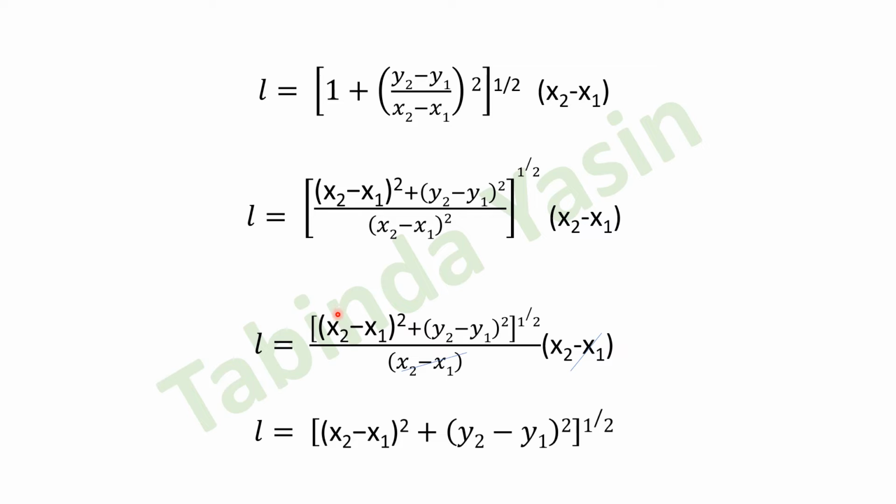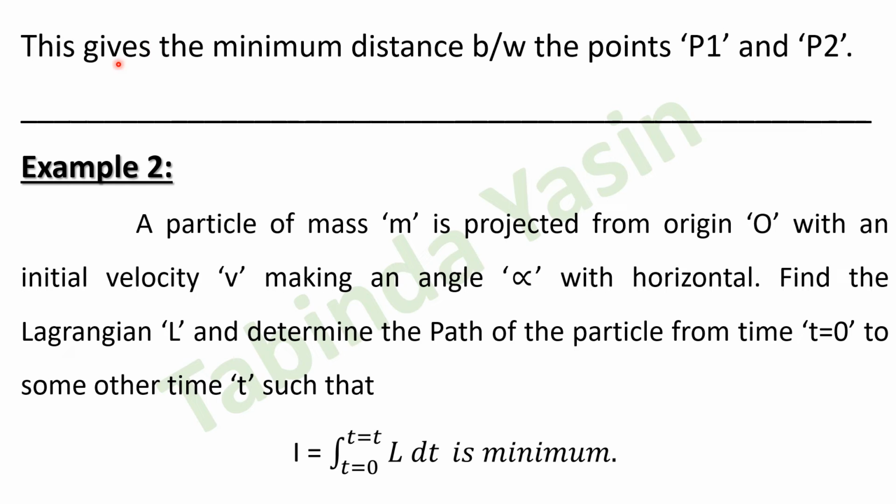So L is equal to [(x2 minus x1) whole square plus (y2 minus y1) whole square] whole power of 1 by 2, divided by (x2 minus x1), multiplied by (x2 minus x1), which are cancelled here. So that will give us L is equal to [(x2 minus x1) whole square plus (y2 minus y1) whole square] whole power 1 by 2. That equation in the last gives the minimum distance between the 2 points P1 and P2.